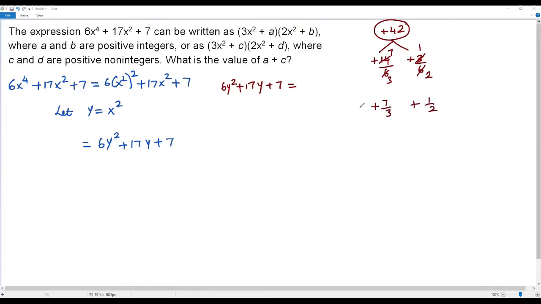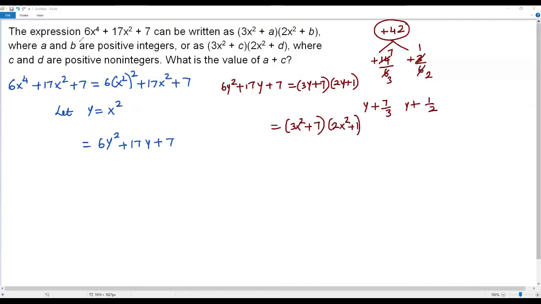Now to make the factoring easier, I'm taking y over here and y over here. Now I move this denominator 3 as a coefficient of y, and I'm getting the first factor, 3y + 7. Now I move this denominator 2 as a coefficient of y, and I'm getting the second factor, 2y + 1. Now in these two factors, I'm going to replace y by the original x^2. So I'm getting 3x^2 + 7 and 2x^2 + 1.